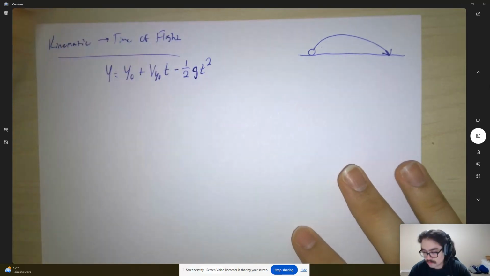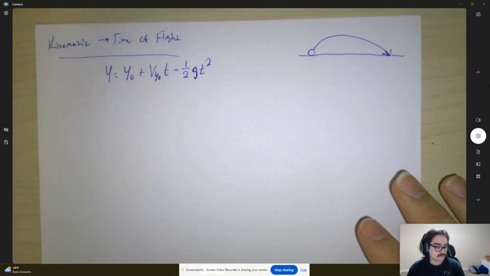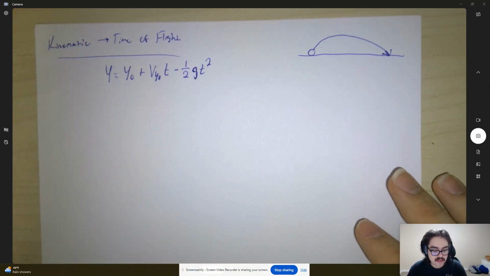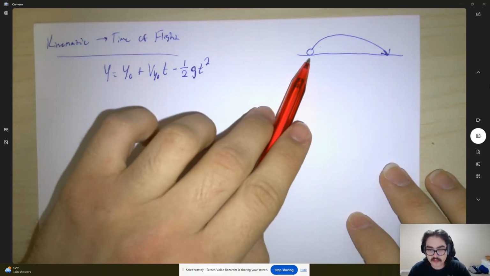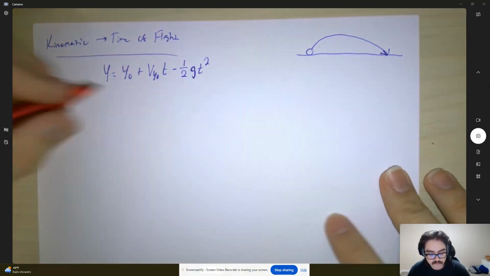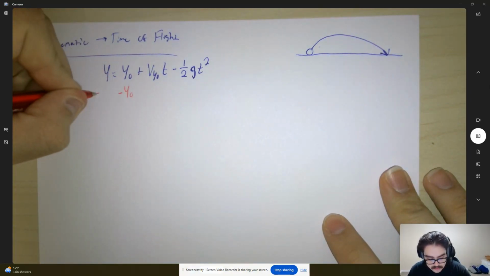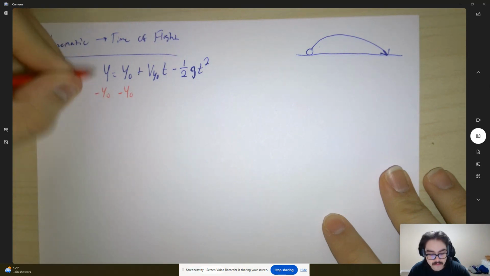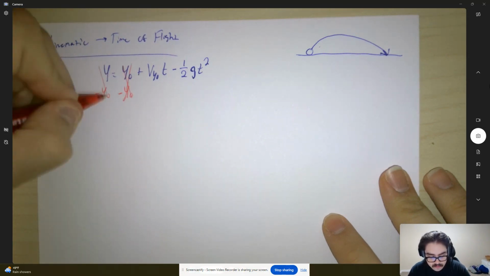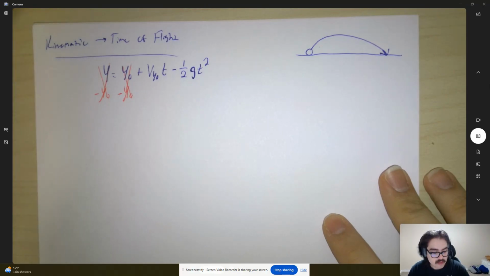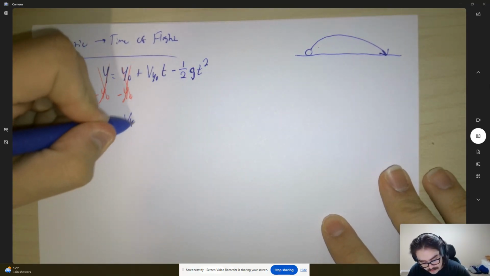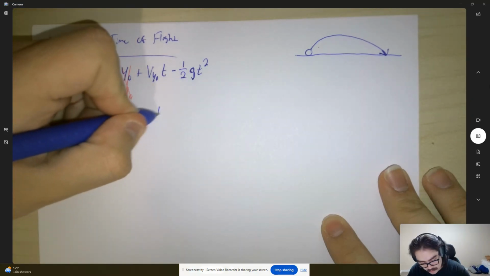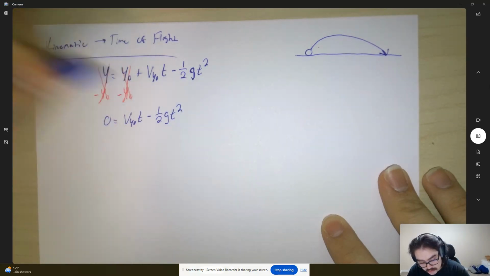I'm going to start out with this kinematic equation right here. What I want you to recognize is that if I use this kinematic equation in a ground-to-ground launch, my initial height is the same as my final height. So if I subtract y naught on both sides, those end up being 0. So you actually get 0 equals vy naught t minus 1/2 g t squared.